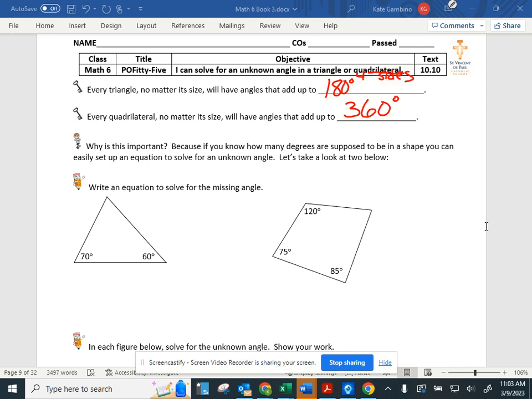It is a PO. Why is this important? Because if you know how many degrees are supposed to be in a shape, you can easily set up an equation to solve for an unknown angle. Let's take a look at these 2 below.